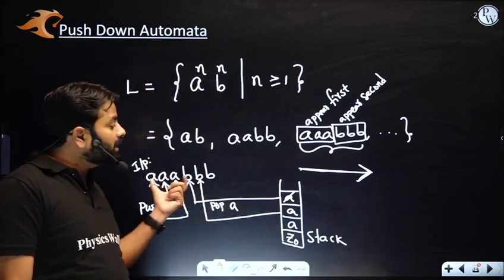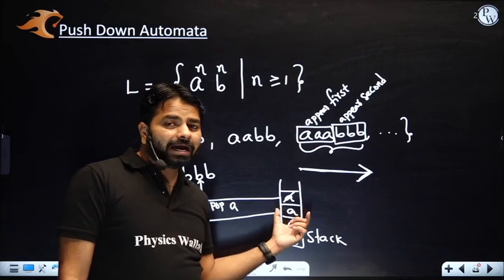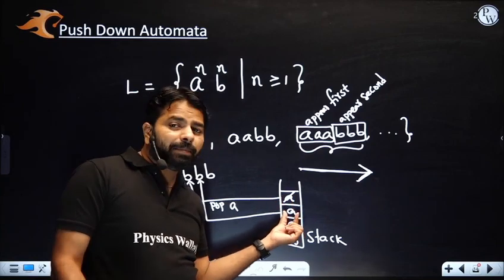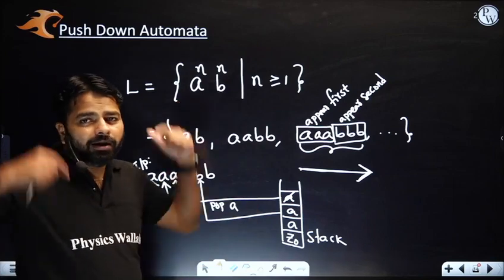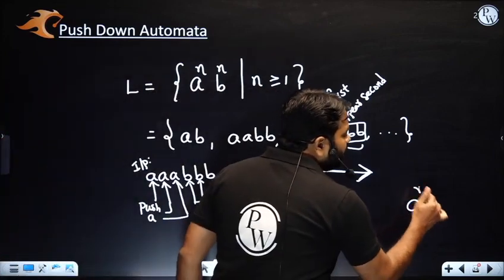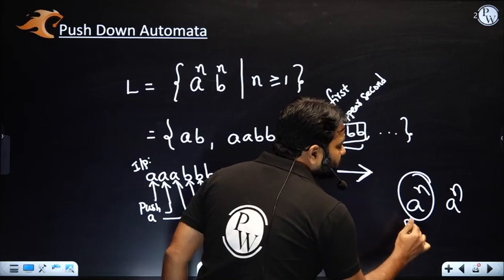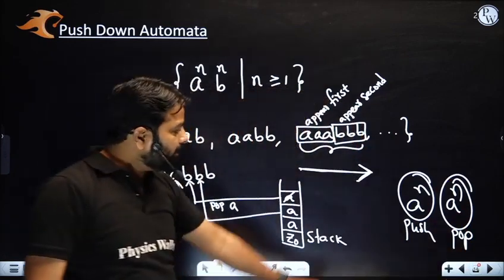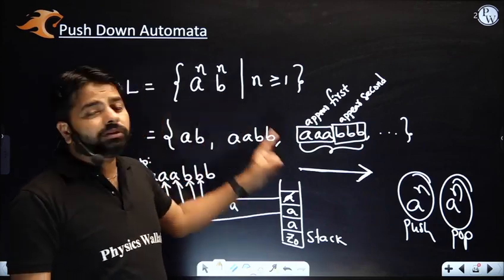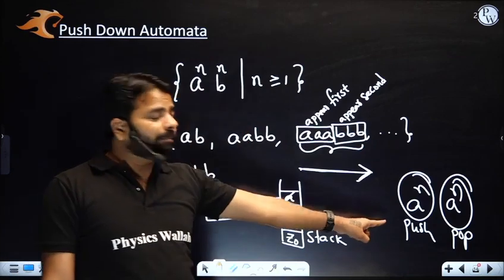The input symbols might change, but the same symbols in the stack are helping to compare both A's and B's. You might be writing A power N, B power N, but internally what's happening is A power N, A power N. You push this, and the same number of symbols you pop. The same symbol is representative to compare both A and B. This is what is happening in PDA.